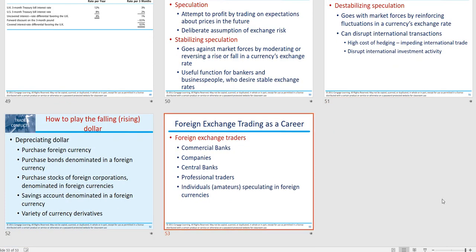Then Carabao wraps it up talking about different careers that one may engage in the foreign exchange market. So you can engage in foreign exchange trading if you work for a commercial bank, for a company, for central banks, or turn into a professional trader, or just use your own personal finances to speculate in foreign currencies.